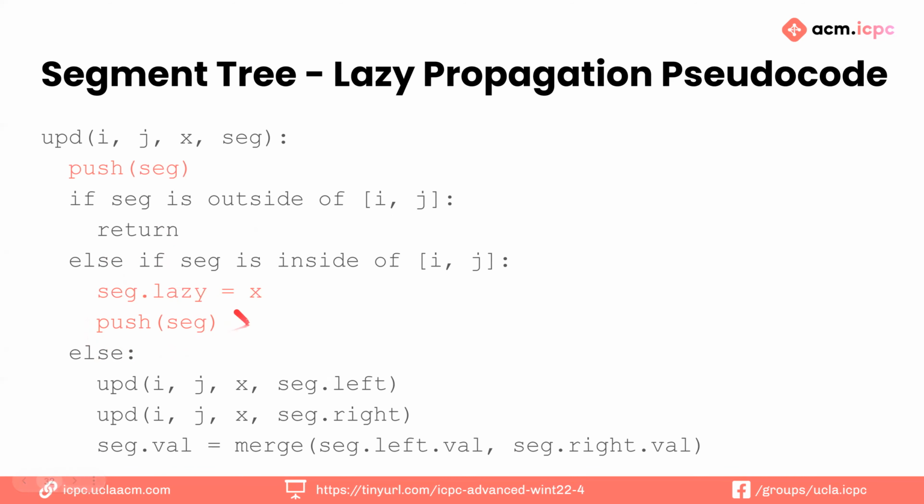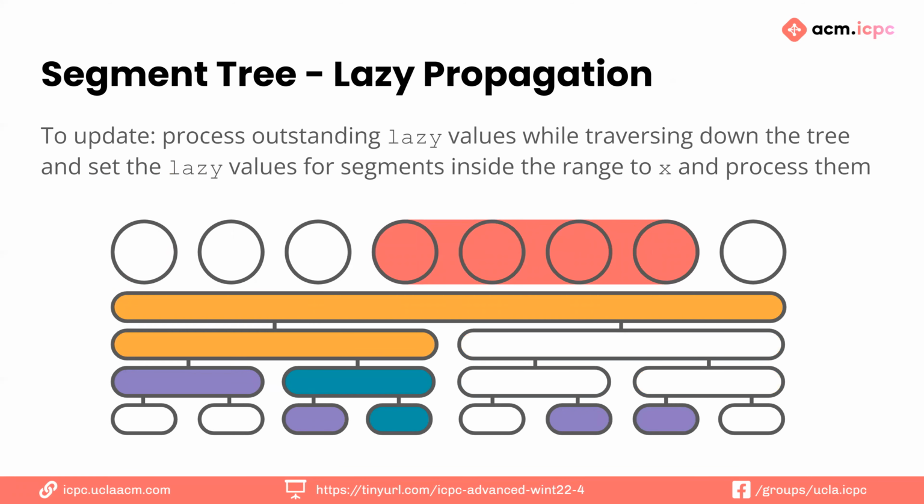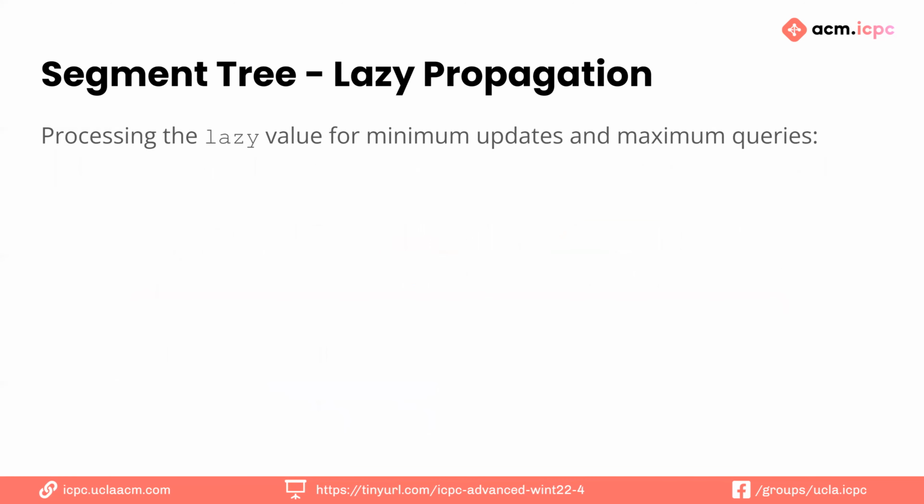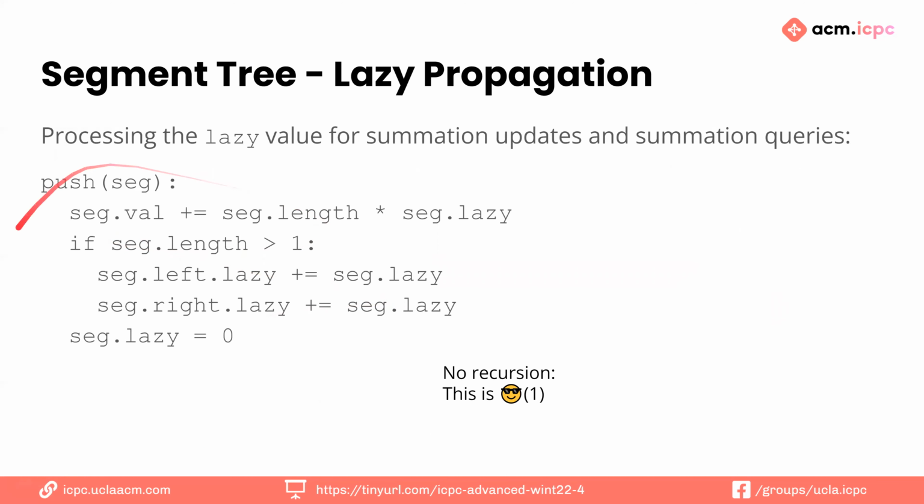You reset the lazy in push. So after you process it, you basically got rid of it. Yeah. And then I don't know why I ordered it this way, but I had something else here. So this is the push you would have for summation updates and summation queries.